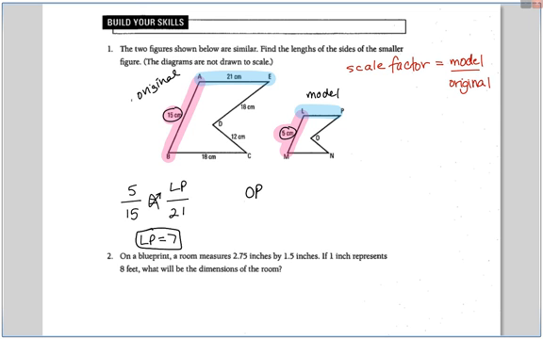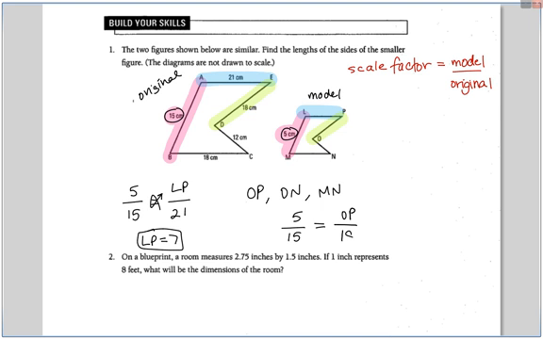So OP, ON, and MN, you can all find those using similar techniques. Use 5 over 15 as your guiding ratio, and then you solve for the unknown side. So if you want to find OP, you're going to have to use the corresponding side on the original shape. OP goes with 18, cross multiply, divide, and you can solve these. So I'll leave those for you to do.